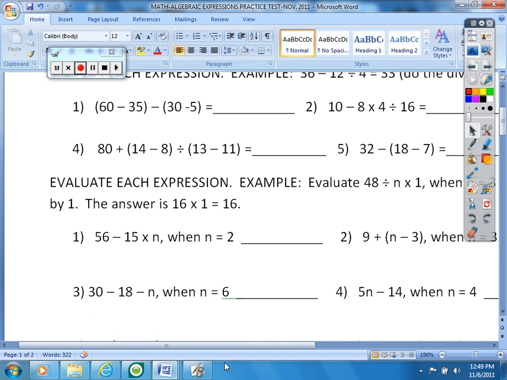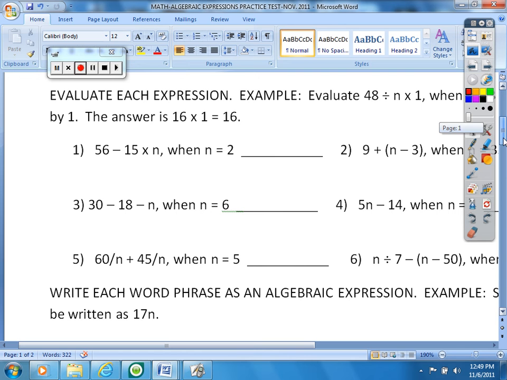All right, let's evaluate a couple of expressions real quick. In these particular problems, I tell them to evaluate the expression, which means simply to find out what it's worth. All right, and then I give them a value. Like in number 1, I say 56 minus 15 times n, when n is 2. So the first thing they do is wherever they see n, they substitute 2. All right, so I'm going to write this down.